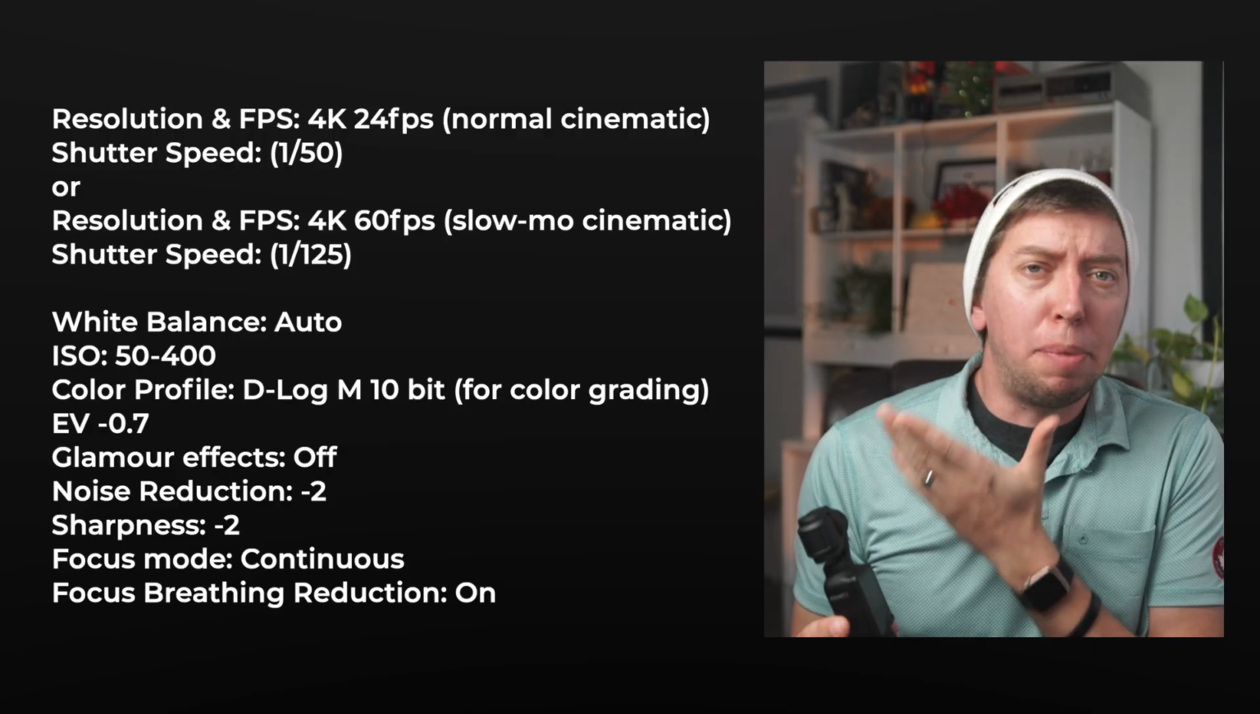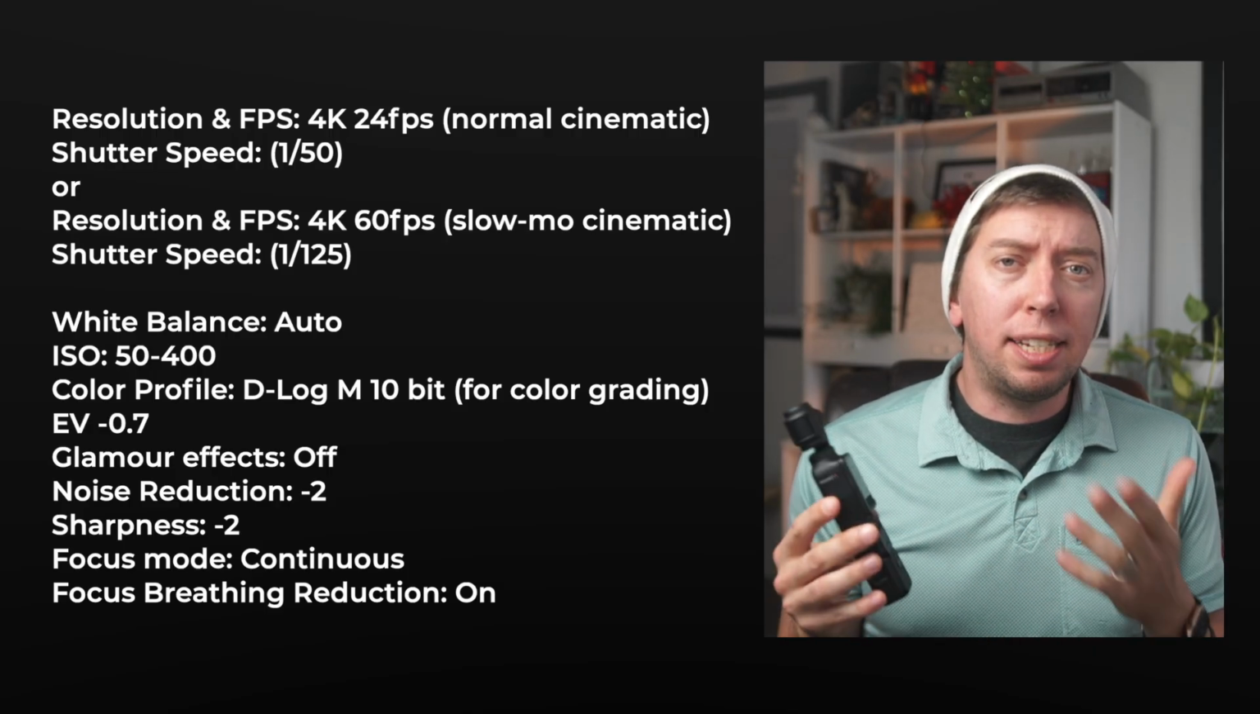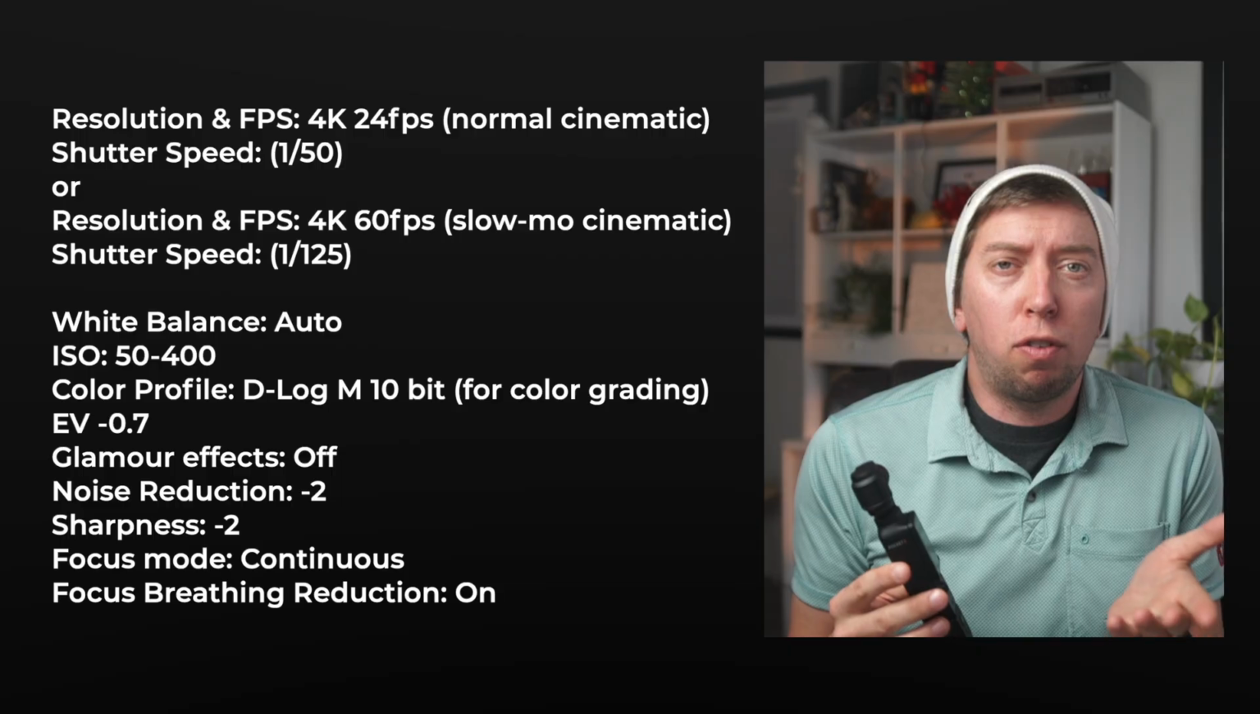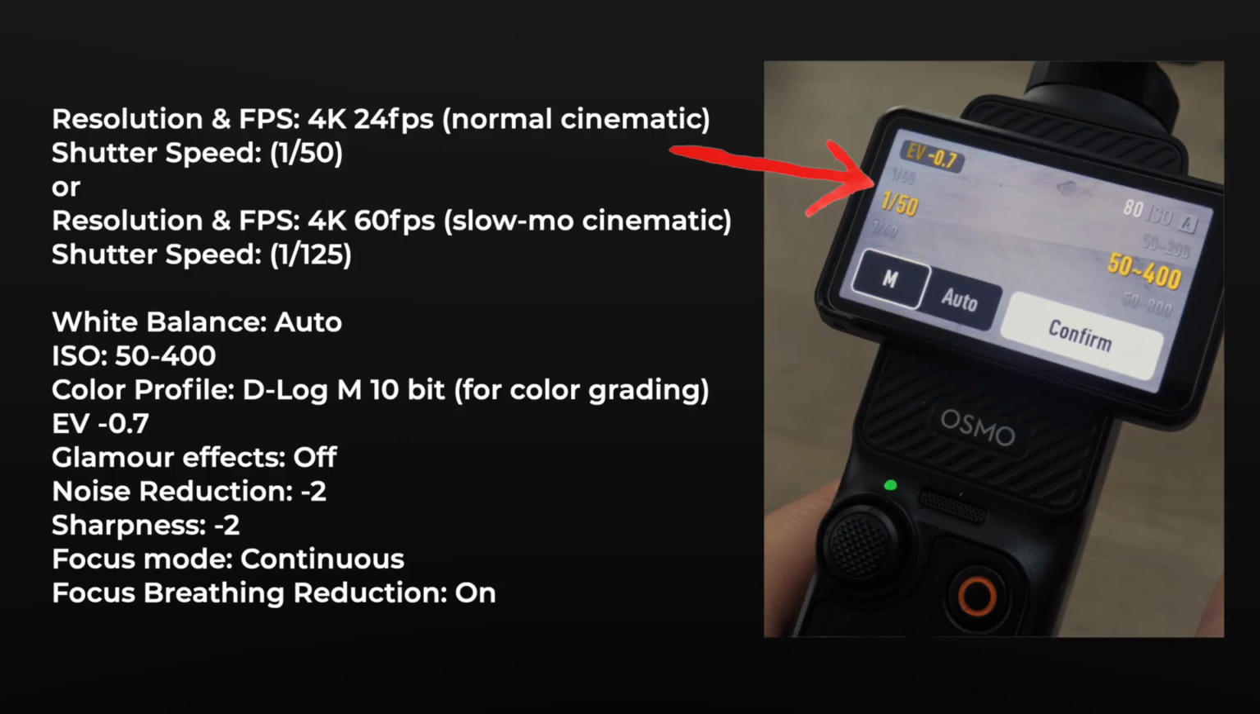for best use cases. Now, to get the best cinematic footage out of the Osmo Pocket 3, here are the settings that I have listed over here. A lot of people agree that these are some of the best settings that you would use. If you're trying to be cinematic, you want motion blur, so therefore 24 frames a second is kind of the gold standard with double the shutter speed.